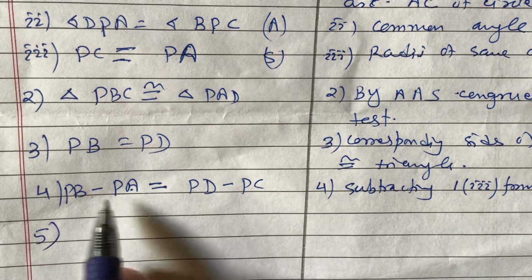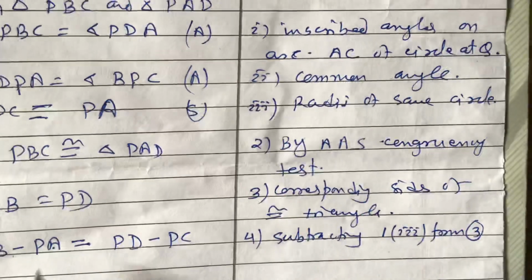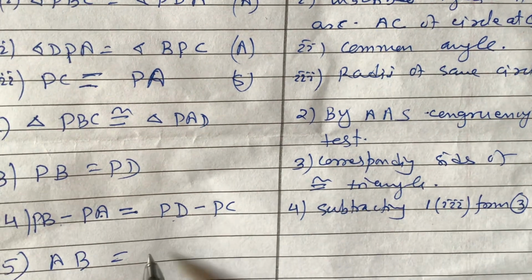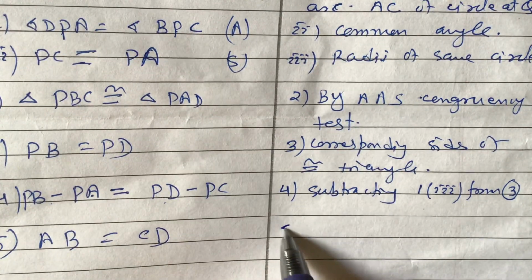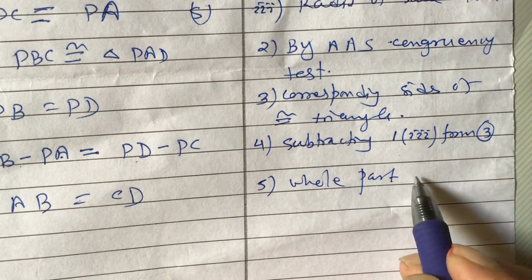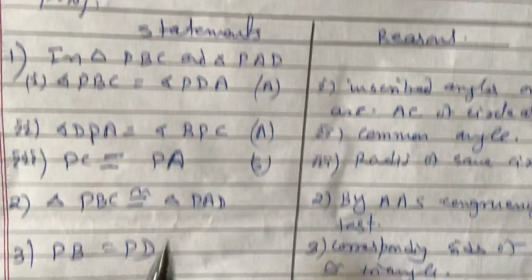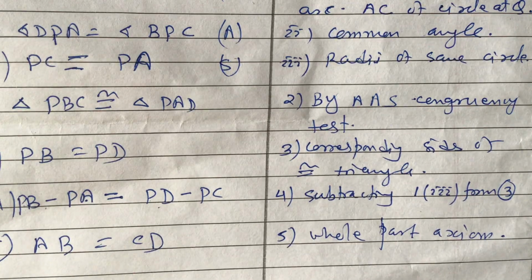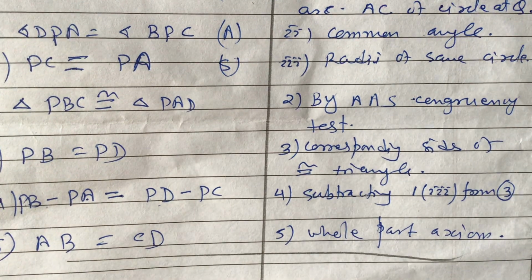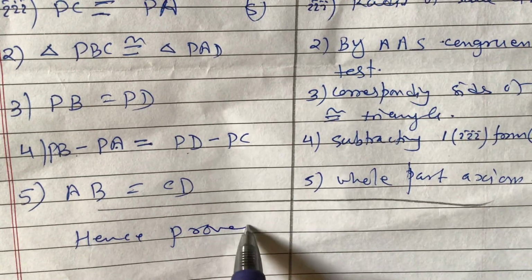Number five we can write now. PB minus PA is AB, so AB equals PD minus PC, which can be written as CD. This is the whole part axiom. What we were asked to prove: AB equal to CD. We got AB equal to CD. In this way we can prove this. Hence proved. Thank you for watching this video.